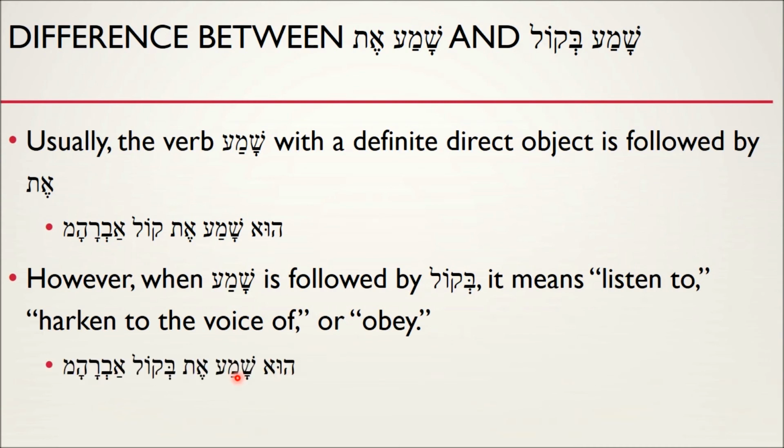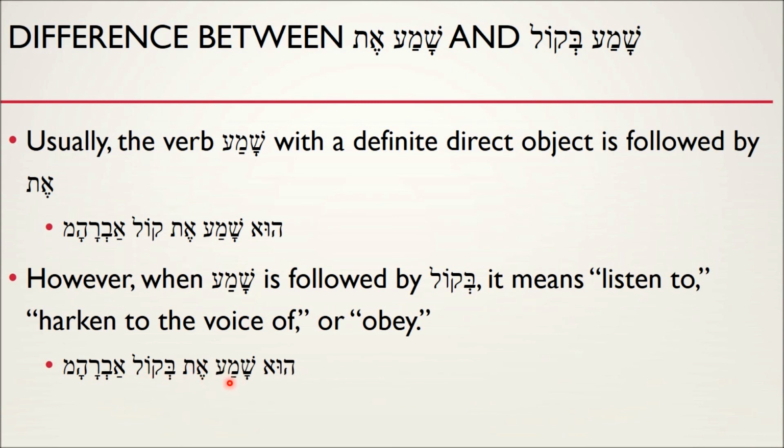So, same sentence with a little bit of a change. Hu Shema bekol Avraham. Which I guess literally would be, he heard in the voice of Abraham, which is just a horrible way to say it, because Shema bekol is kind of like an idiom when you think about it. So this actually means he obeyed the voice of Abraham, or he obeyed Abraham, or he hearkened to the voice of Abraham, or something like that. But the idea is that the subject here, he, is obeying Abraham. There's more intentionality behind what's going on in this construction, Shema bekol.